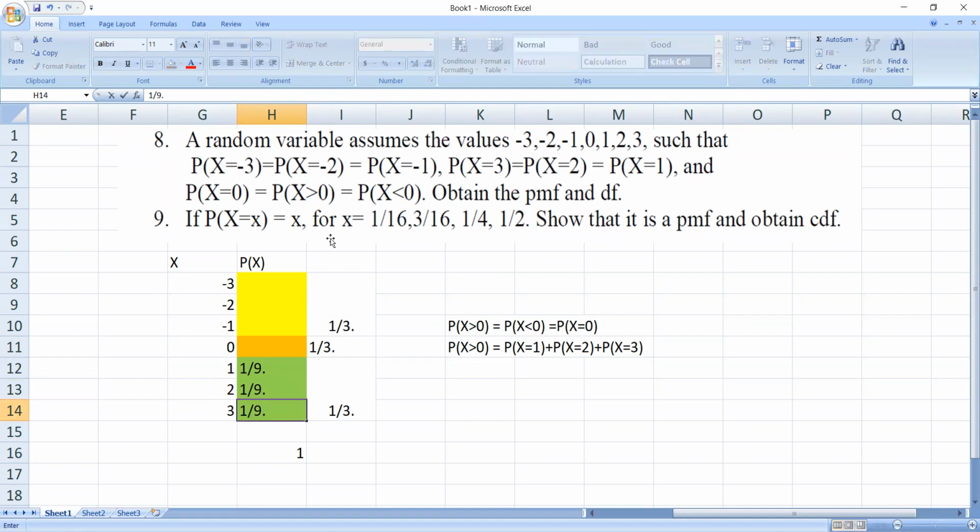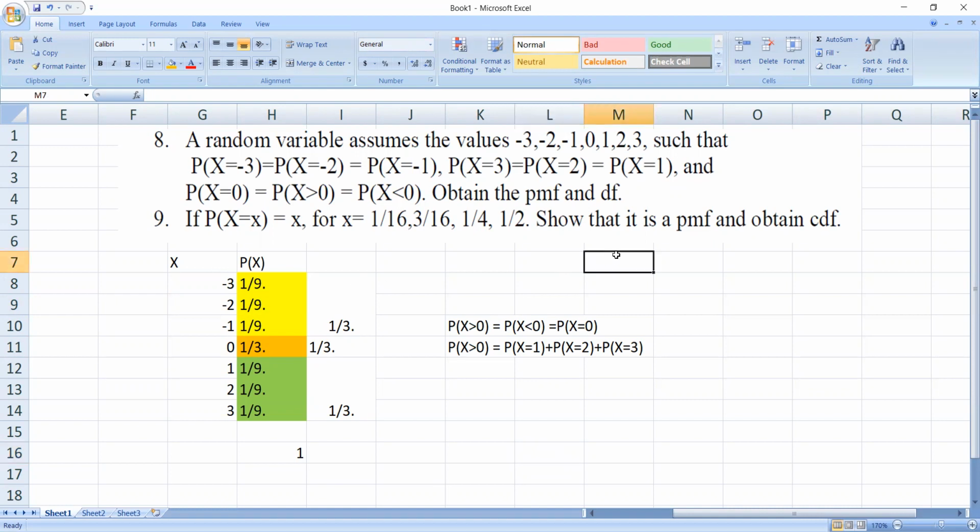Why are all 1 divided by 9? Again, see the question. It says x is equal to 1, x is equal to 2, x is equal to 3 share the same probability. Similarly, x is equal to minus 1, minus 2, minus 3 also have the same probability. So we have the values of probabilities as 1 by 9, 1 by 9, 1 by 9, 1 by 3, 1 by 9, 1 by 9, 1 by 9. So the total comes to 1. So you got the PMF. Now you can compute your f of x and write it.